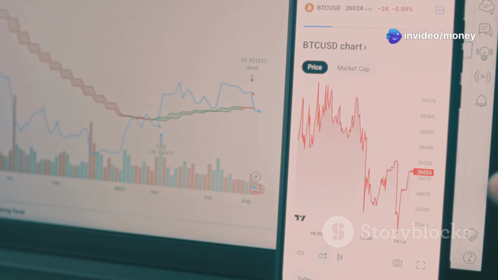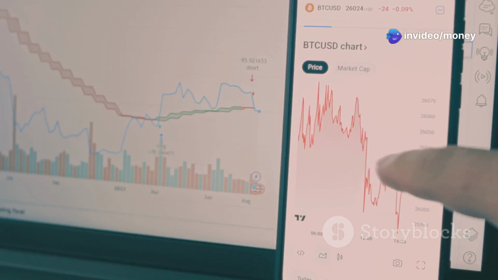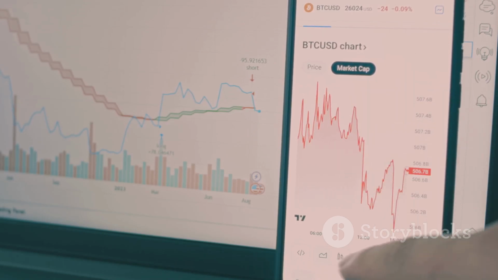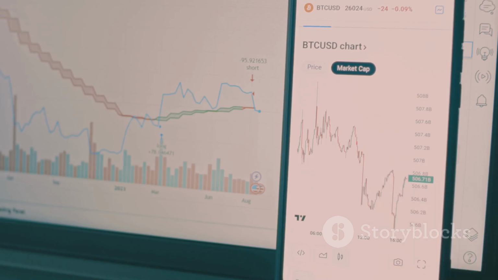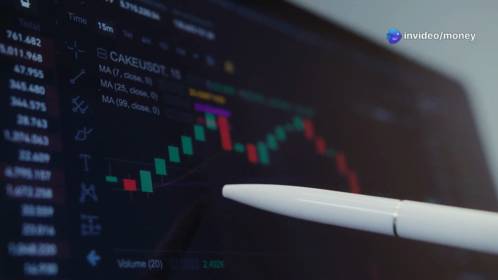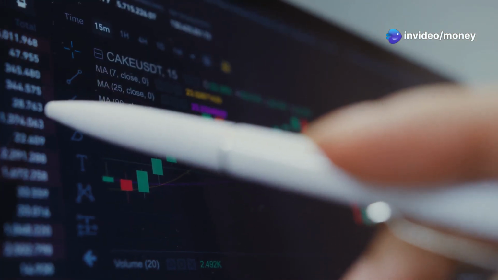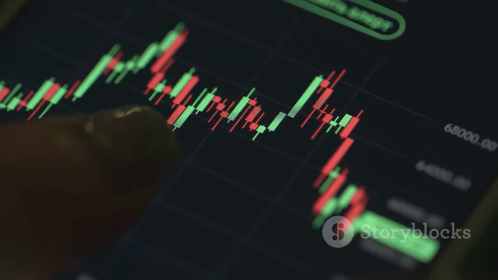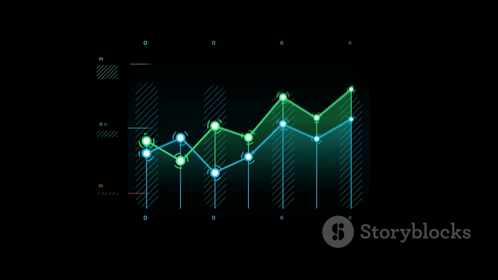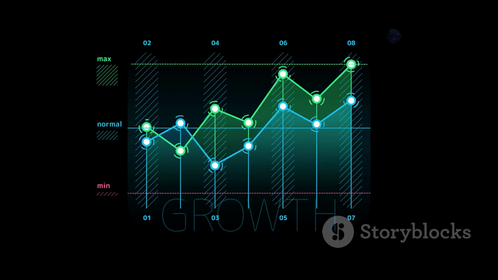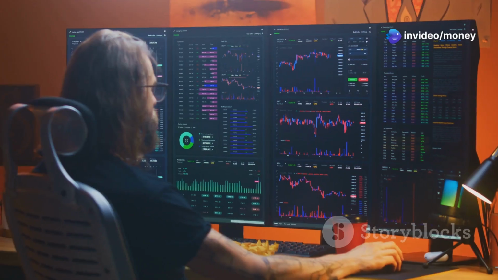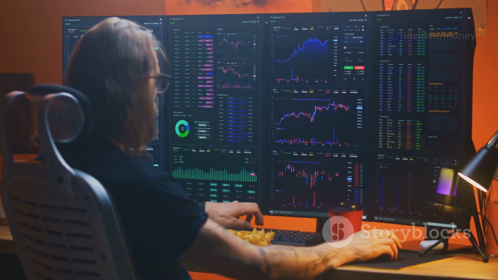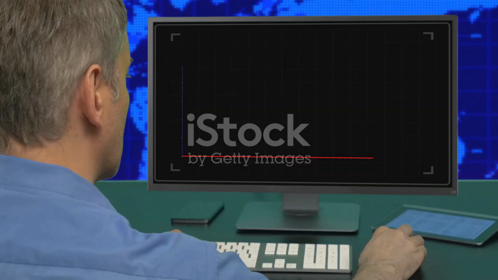The MACD line is the heart of the indicator and represents the difference between two moving averages, typically the 12-period and 26-period exponential moving averages, or EMAs. The signal line, usually a 9-period EMA of the MACD line, acts as a trigger for trading signals. Lastly, the histogram, which oscillates above and below a zero line, provides a visual representation of the convergence and divergence between the MACD line and the signal line. Understanding the interplay between these three components is essential for effectively utilizing the MACD indicator in your trading strategy.